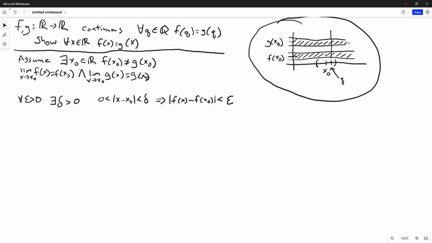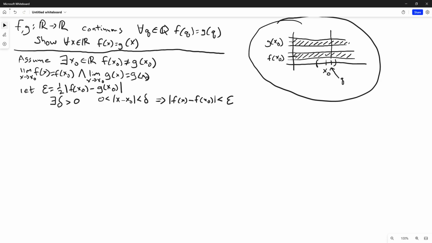And we just need to choose an epsilon. This is true for all epsilons, so it's certainly true for a particular epsilon. So we're just going to choose an epsilon that's small enough so that the shaded regions don't overlap. And we're going to choose the same epsilon for both limits. There's no problem doing that. So I'm just going to say let epsilon equal 1/2 the distance from f of x0 to g of x0.